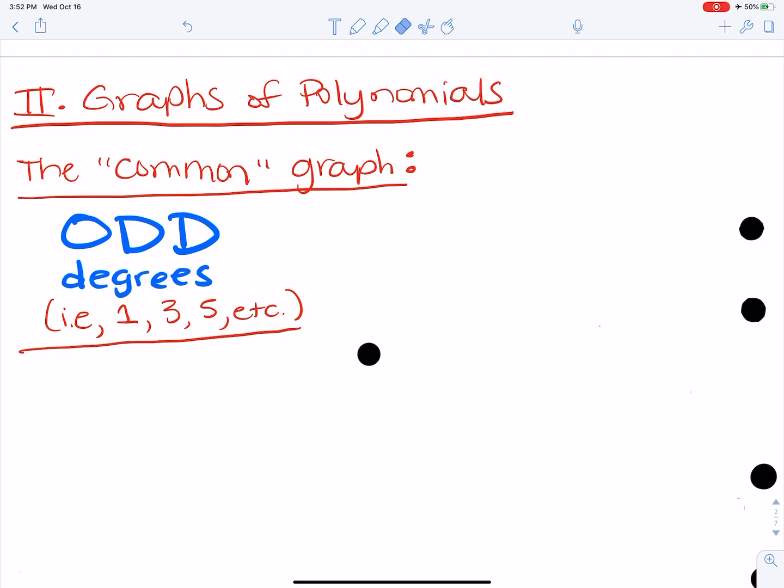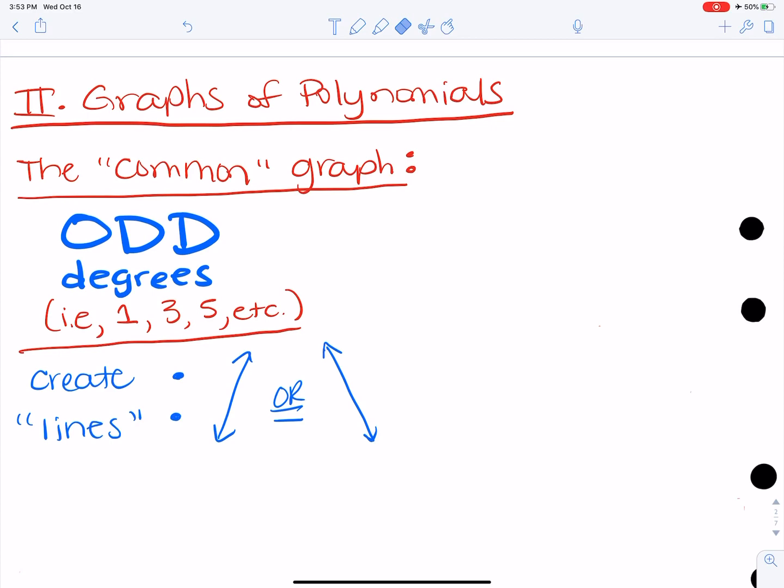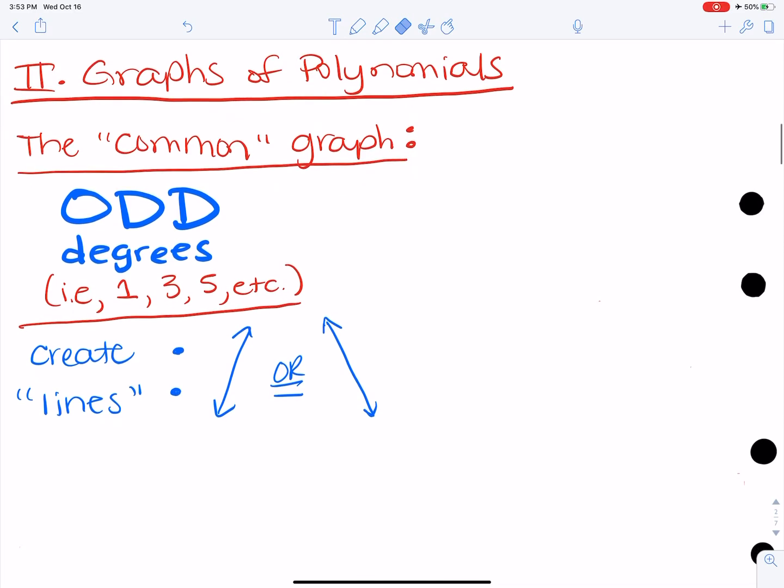1, 3, 5. And so that's an exponent. That's an odd exponent. And it creates lines. So a linear line going up or a linear line going down. So when you have an exponent of x to the first power, like if you think of it in terms of an equation, y equals x to the first, the picture of that looks like this.